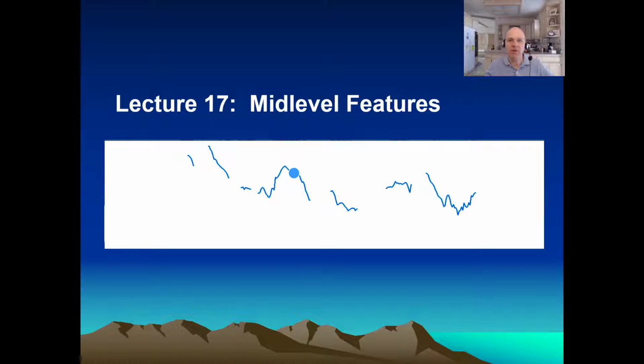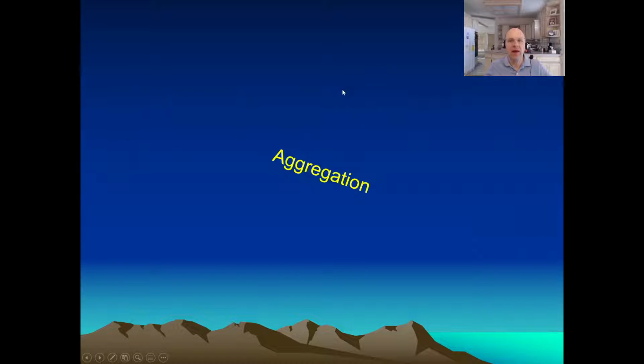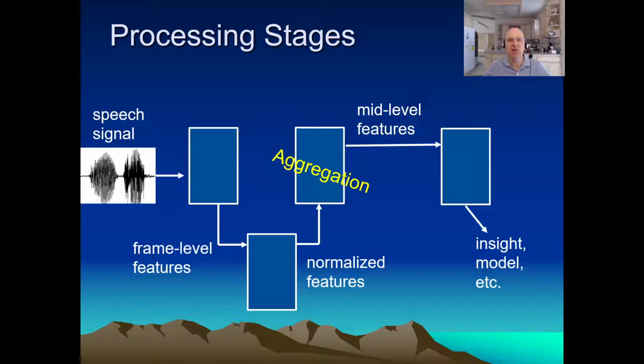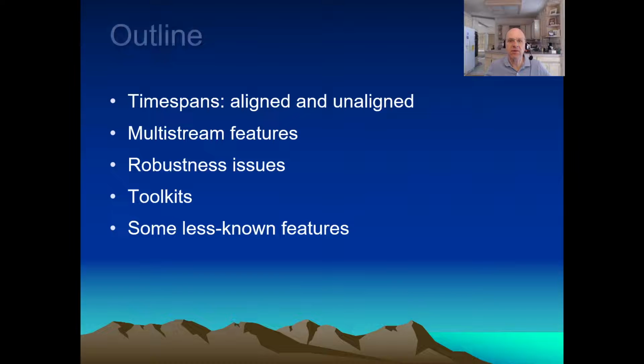We obtain mid-level features by aggregating measurements, such as measurements at nearby times, or measurements of different prosodic features. So, aggregation, in terms of the workflow for prosody analysis back from lecture 14, is the third step. We aggregate normalized frame-level features in order to obtain mid-level features that relate to perceptions. There's lots of issues to talk about. The first issue is over what time span do you aggregate?